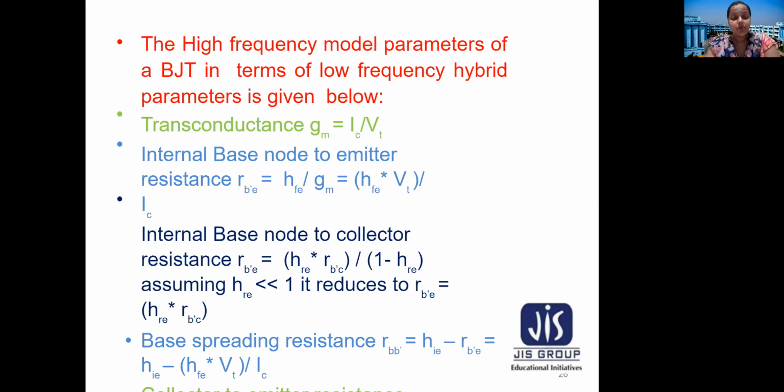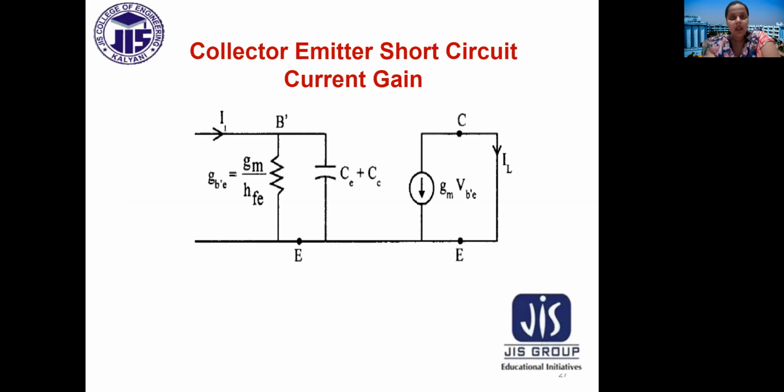Internal base node to collector resistance is HRE into RBC divided by 1 minus HRE. Assuming HRE is very much less than 1, it reduces to RBE. Base spreading resistance is HIE minus RBE. Collector emitter short circuit current gain: they have just shorted the load terminal and are calculating the current gain.